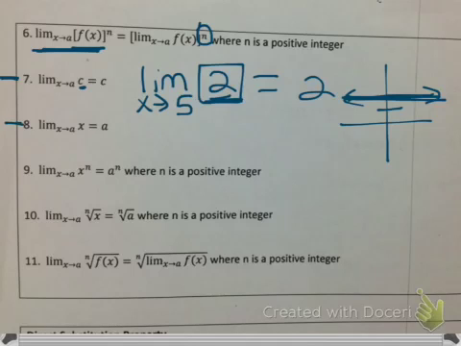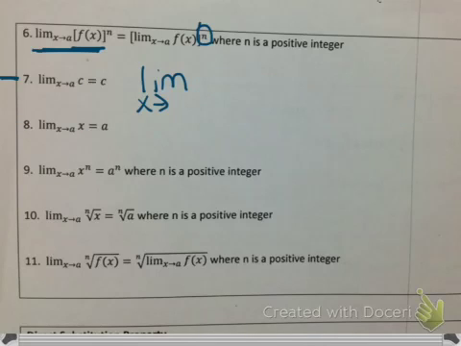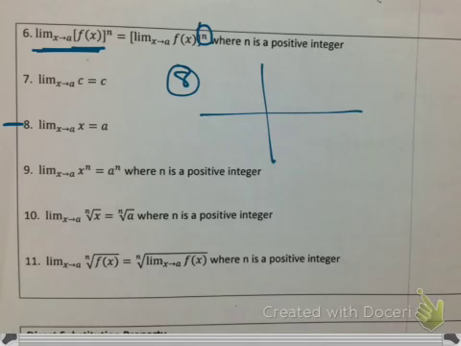Next one, the limit as x approaches a of just x will always be a. Again, if I think about number 8 graphically, what is y equals x? So we know that for number 8, right here, showing number 8, there's y equals x. So what's the limit as I approach 1 going to be? What's the y value at 1? It's 1. What's the limit at 2? It's going to be 2. What's the limit at 3? It's going to be 3. It's always just going to be the same thing as what you're approaching.